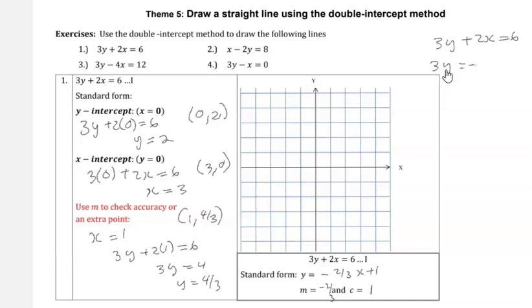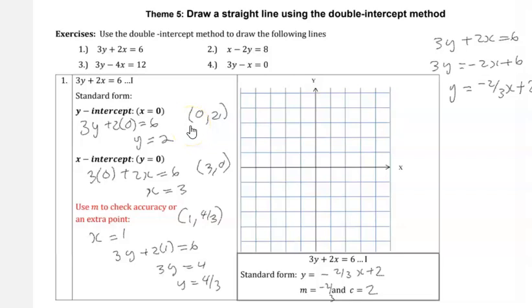3y is equal to minus 2x plus 6, then if I divide by 3, I get minus 2/3 x plus 2. So this should be a 2 and that should be a 2 because this 2 here should coincide with the y-intercept there. So this is 2, 2 and 2 there. Okay, now we can draw our graph.